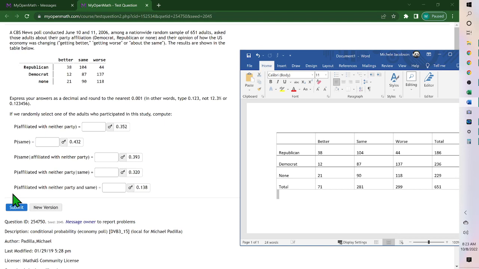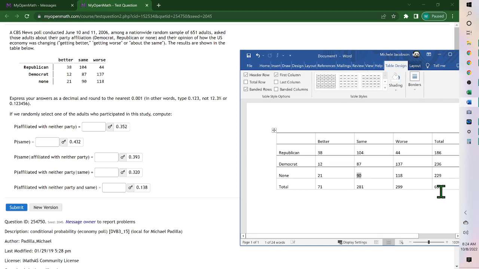Probability affiliated with neither party and same. So for this one, it's an and probability, neither party and same. So the probability neither party and same is this 90, out of the total, because they're not affiliated with a party and they feel things haven't changed, or things are the same. And so it's 90 out of the 651.